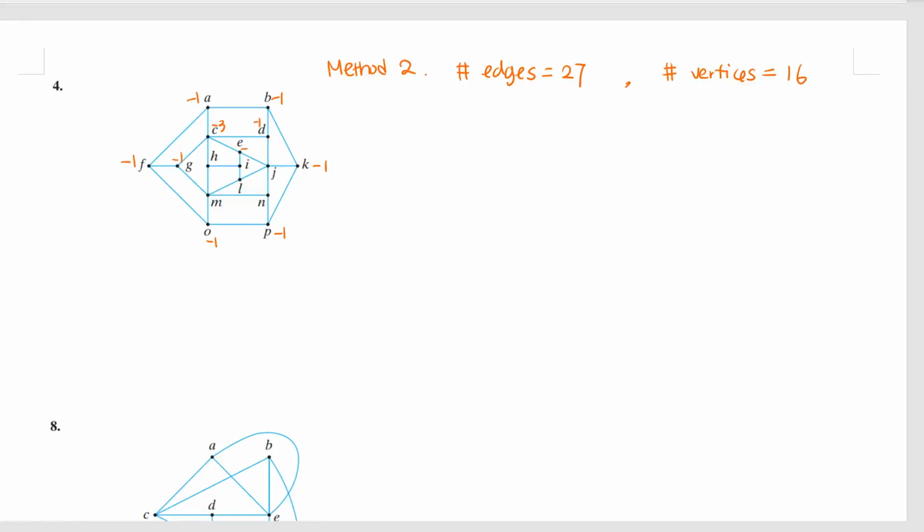E, degree 3, subtract 1. H, degree 3, subtract 1. I, degree 3, subtract 1. L, degree 3, subtract 1. J, degree 5, subtract 3. M, degree 5, subtract 3. N, degree 3, subtract 1. So now we have put all the labels on the vertices. Let's count the number of eliminated edges.